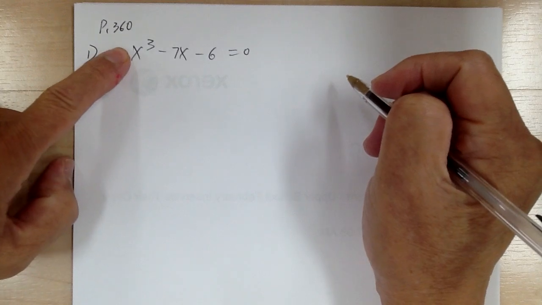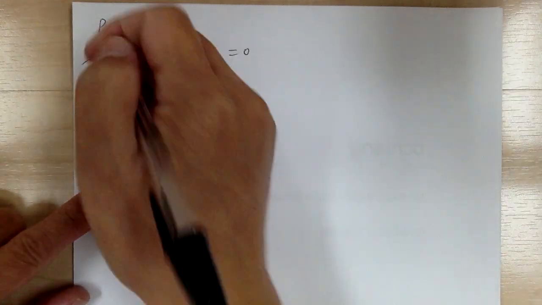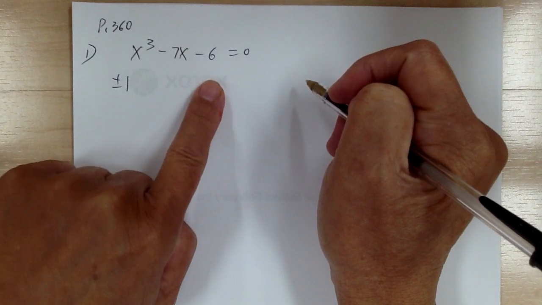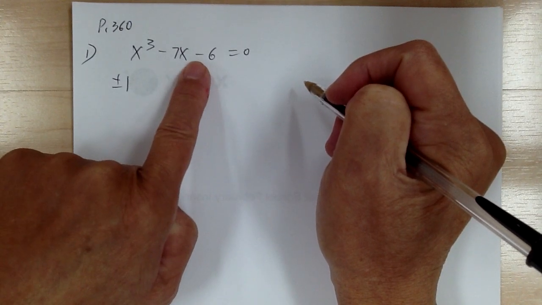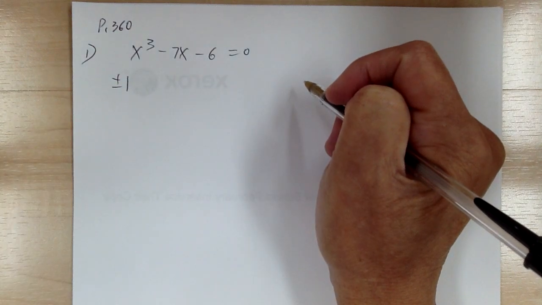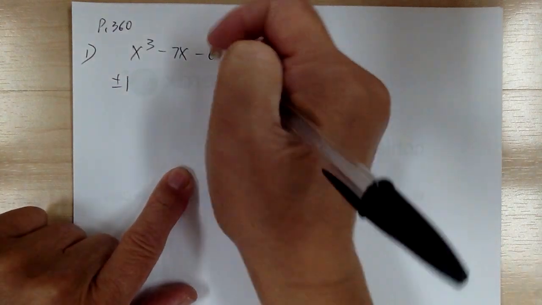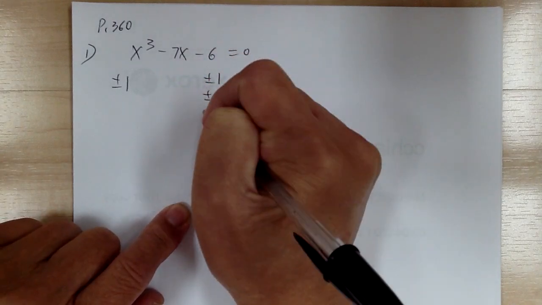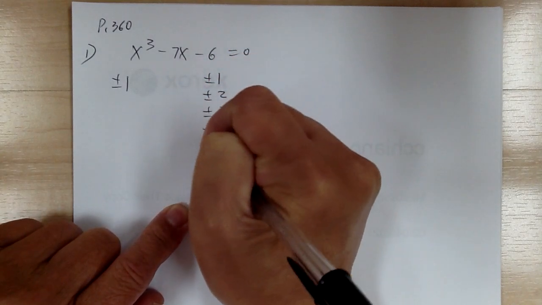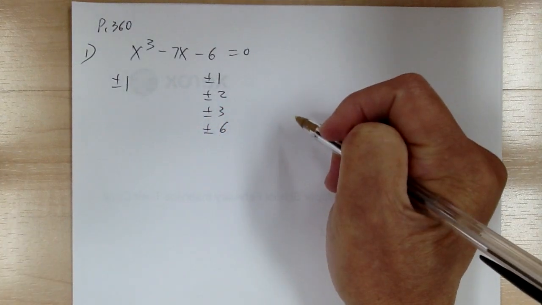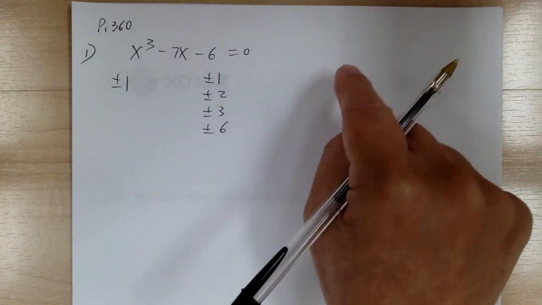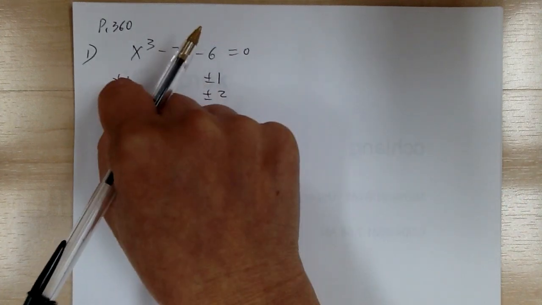The leading coefficient is 1, so the factor of 1 would be plus or minus 1. For the constant term, the coefficient is 6. You can ignore the negative because we're going to do plus or minus anyway. So the factors would be plus or minus 1, plus or minus 2, plus or minus 3, plus or minus 6. Then the possibilities that you should try would be this over this.